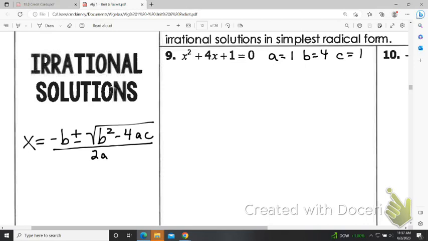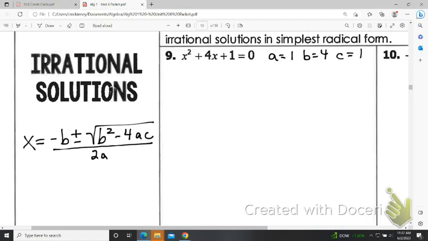There is no way I could factor this because there are not two numbers that multiply to be 1 and add up to be 4, right? So it does not factor. This is why the quadratic formula is necessary, right? Because there would be these things that we can't solve.